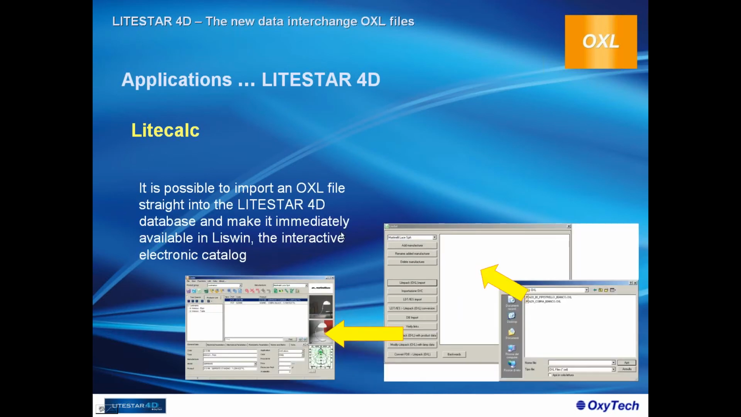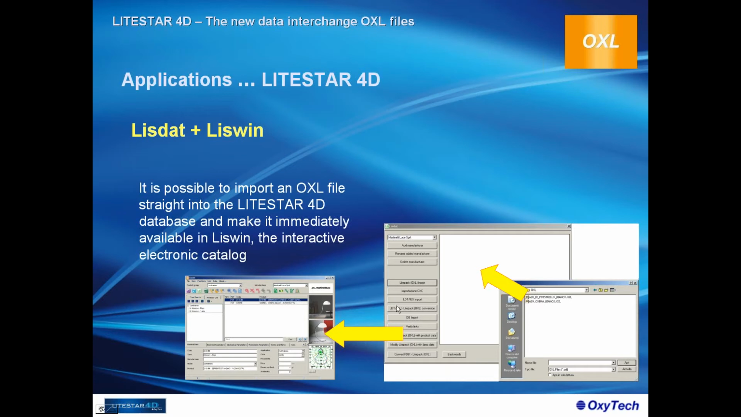But LISWIN, these are the two modules managing and browsing the catalog, the interactive catalog of LITESTAR 4D. It is possible to import an OXL file straight into the LITESTAR 4D database and make it immediately available in LISWIN, the interactive electronic catalog. In this way, it is not yet possible to do the drag and drop.